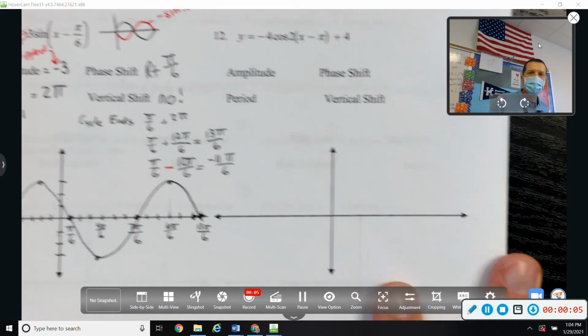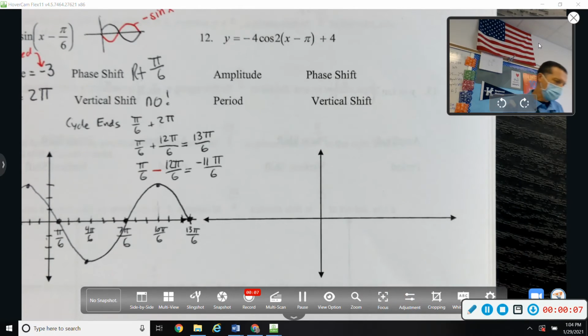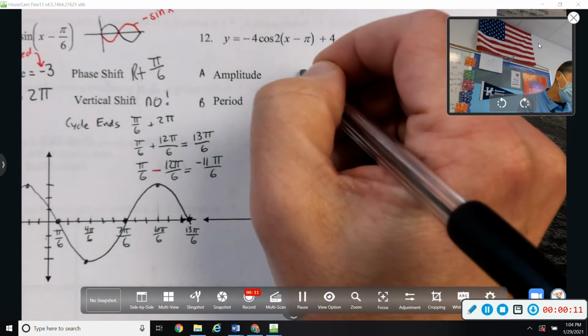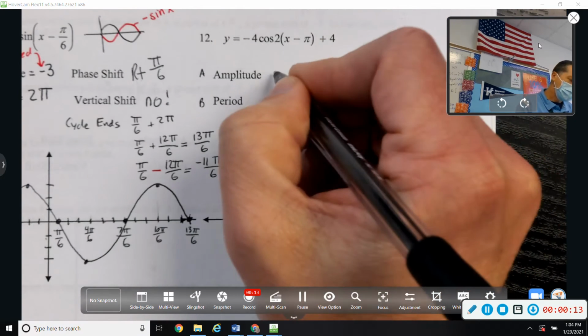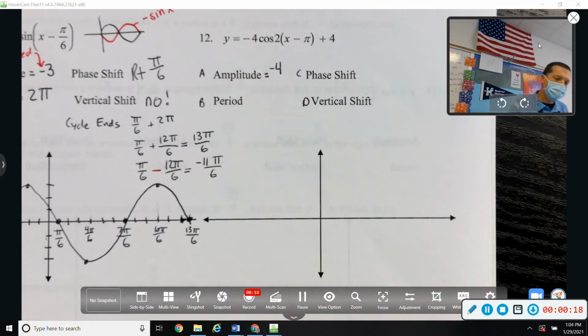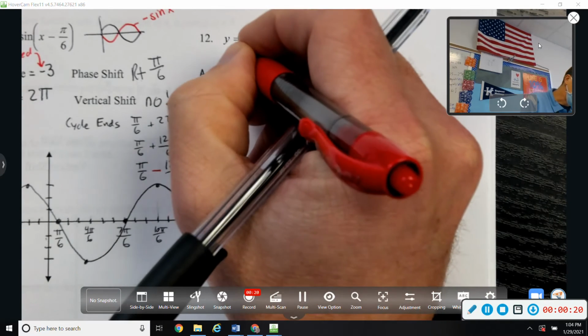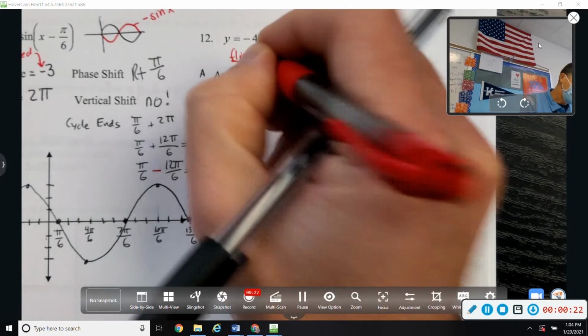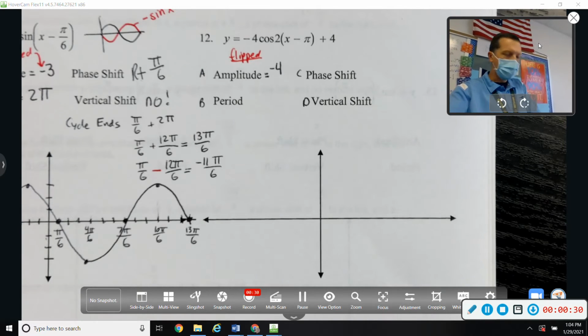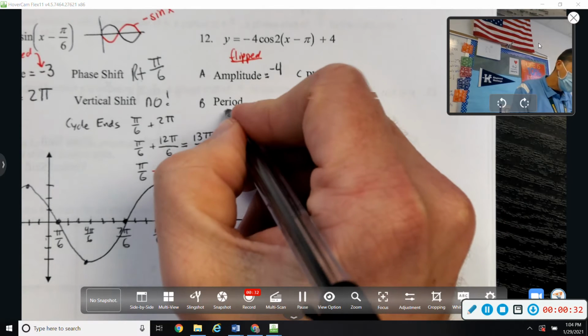Number 12. I'm going to trust that you can get through the A, B, C, D stuff pretty quickly by now. Amplitude is technically 4, but we'll accept negative 4 because we know it's flipped. And maybe you want to make not just a mental note, but an actual physical note that it's going to be flipped.